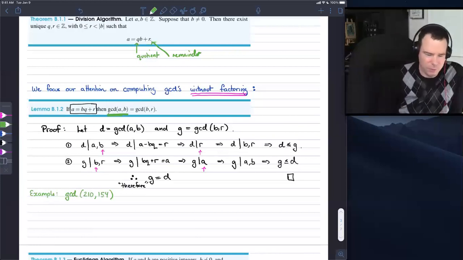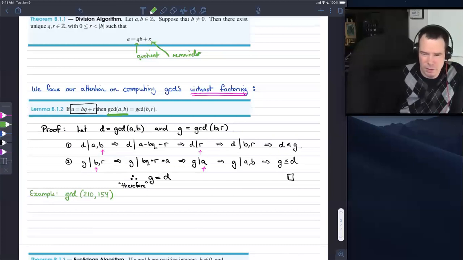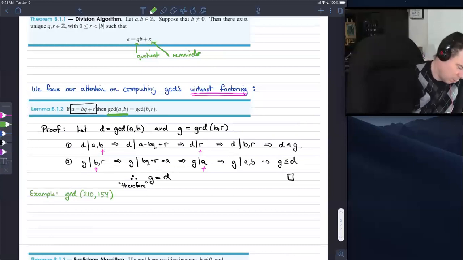So what's the more effective way? We're going to use the previous lemma that says I can always replace the GCD of A and B with the GCD of B and the remainder of A divided by B. And those are going to consist of smaller numbers. So let's see what we can do.